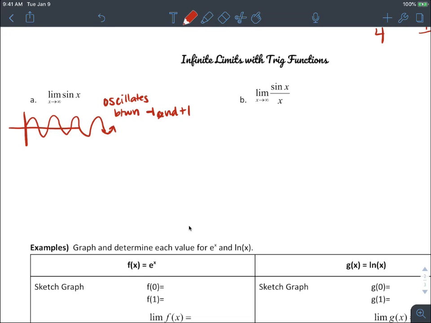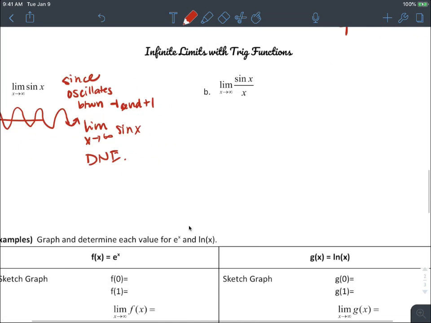So since it oscillates, I can just put it here. Since sine x oscillates between -1 and 1, I know that the limit as x approaches infinity of sine x does not exist. Okay, so we're not going towards one value, and that's okay.